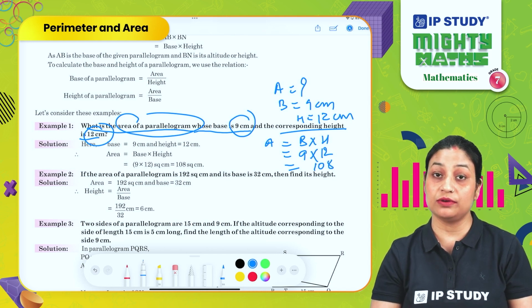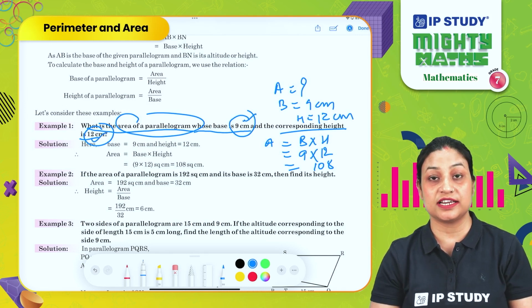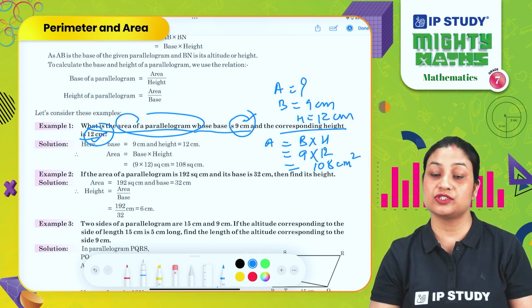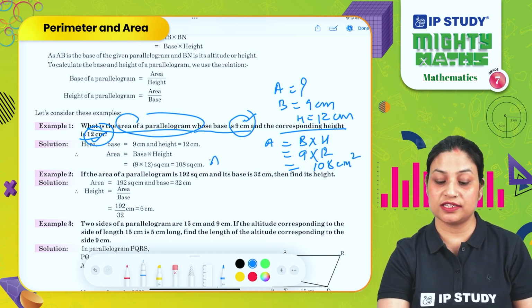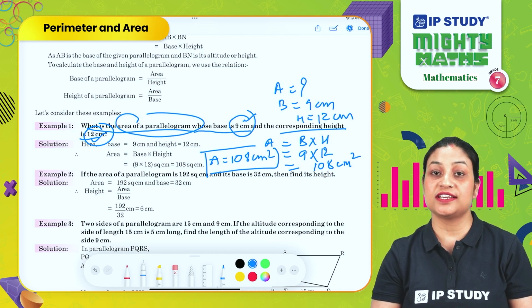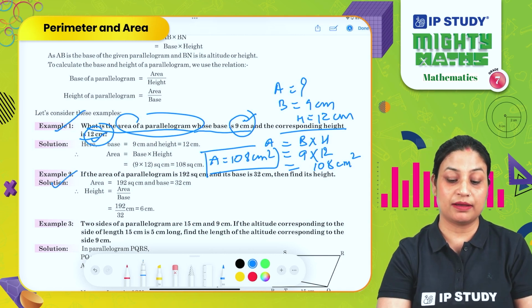You have to write out the unit as well, right? So the height and base of this parallelogram are given in centimeter. So what is the unit? Centimeter square. So area is equal to 108 centimeter square is the required value, right? I hope this example is clear to you. Now let's take another example. Let's take example number 2.